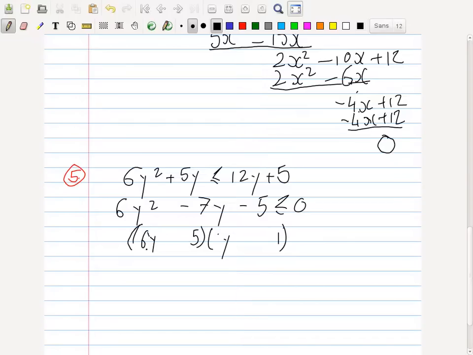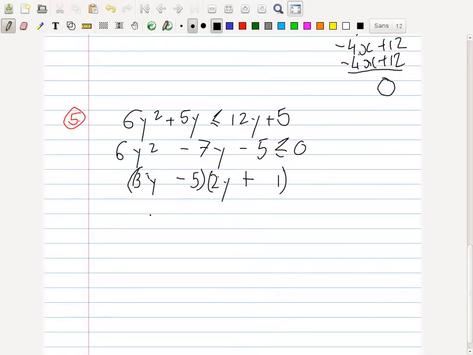3y and 2y. 3 and 2? 5 and 1? Minus 5. Oh, plus, yeah. It's too early. 10 and 3, the difference is 7, yes. Okay, so I need this one to be negative and this one to be positive. Understand? Yeah. I just don't have a calculator.